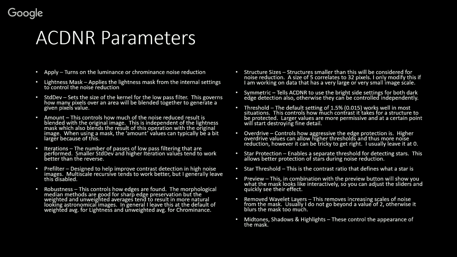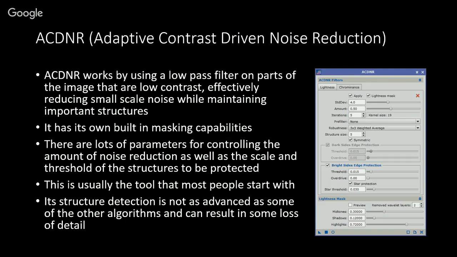One of the more important ones is the standard deviation. That sets the size of the kernel, or essentially the point spread function of the low-pass filter. This governs how many pixels over an area will be blended together to generate a pixel value. Amount is another really important one. You can see these first three here, standard deviation and amount and iterations, are probably the ones you're going to use most. You probably won't touch most of the other options a good portion of the time.